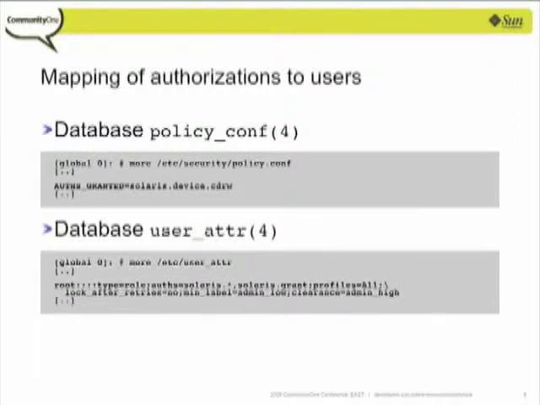The first database I'm listing here is policy.conf, and that maintains the policy on a system-wide basis. So that is always consulted first. If you configure something in here for users, it's valid for all users, for example. And then the next one is the database user_attr, and that one maintains the information for individual users on this system, as well as for the roles.